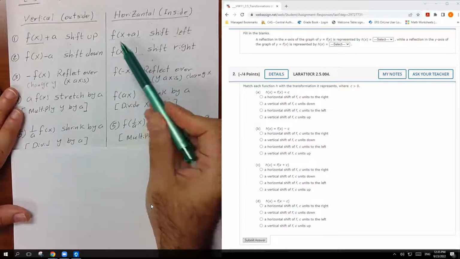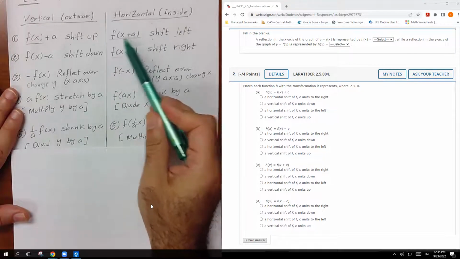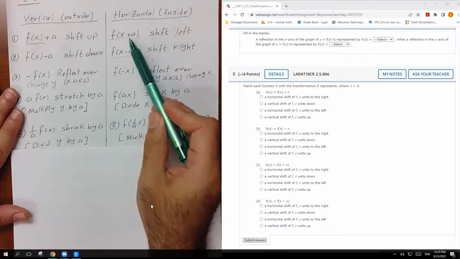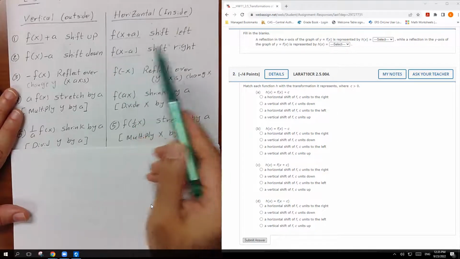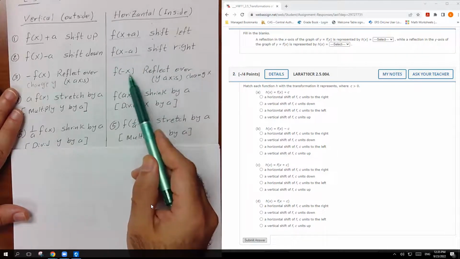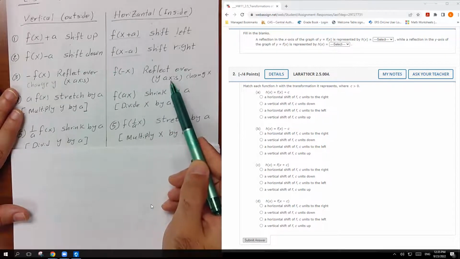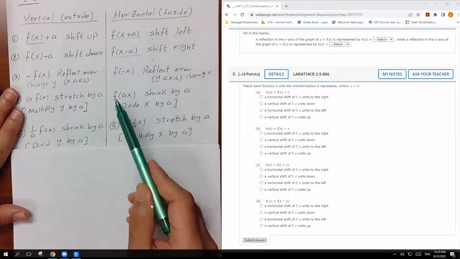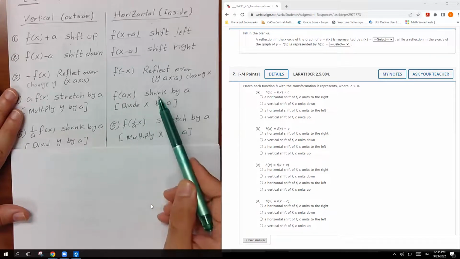So if you have f of x plus a, that means the number is inside the basic function. So it's going to be shift left. Be careful. If it's a plus, shift left. f of x minus a is going to be shift right. If the negative sign is inside the basic function, it's going to be reflect over y-axis, not x-axis. If f of ax, a inside the basic function, it's going to be shrink by a.